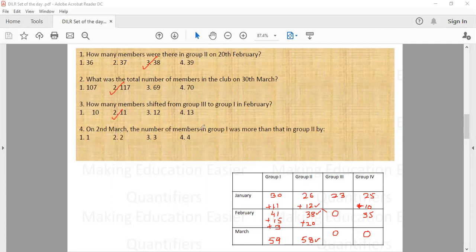On 2nd March, the number of members in group 1 was more than the group 2 by. Now, on 2nd March simply means after the division of the 10th February, right? In the month of February after division, the group 1 has 41 members and group 2 has 38 members. So difference is 3. So this was a complete set.